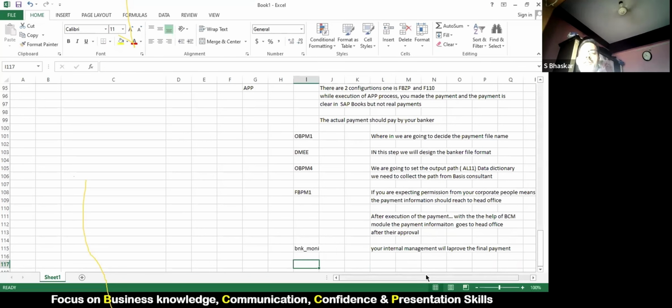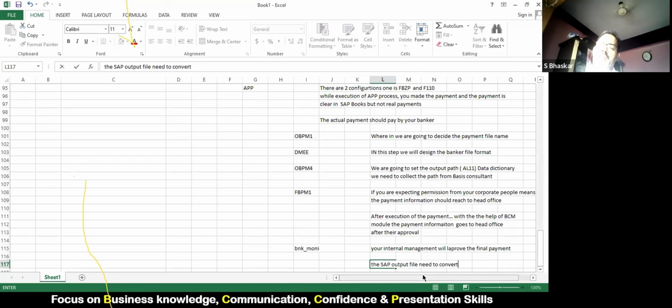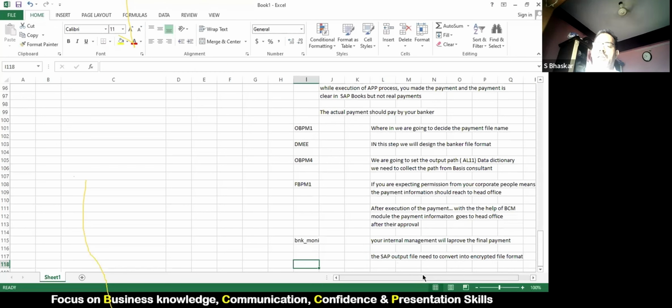After doing this, the SAP output file needs to be converted into an encrypted file format. What is meant by encrypted file format? An encrypted file format means nobody can read that file.